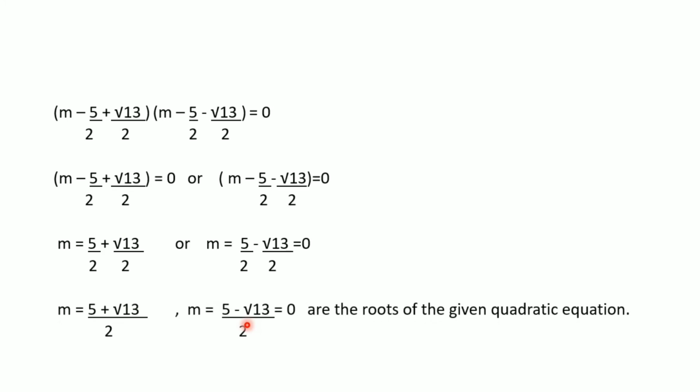So these are our final answers. Since the denominator is the same, we have written the numerators together. So 5 plus root 13 upon 2 and 5 minus root 13 upon 2 are the roots of the given quadratic equation.